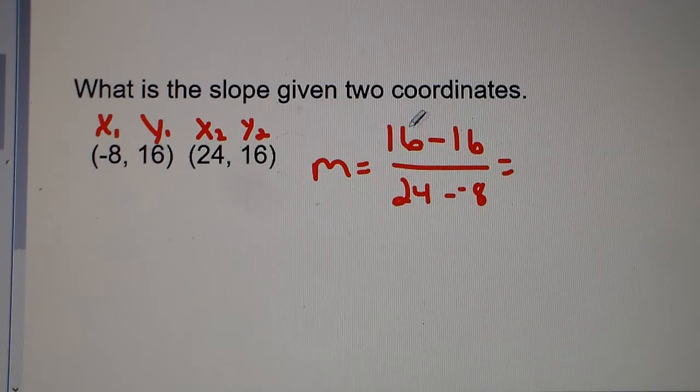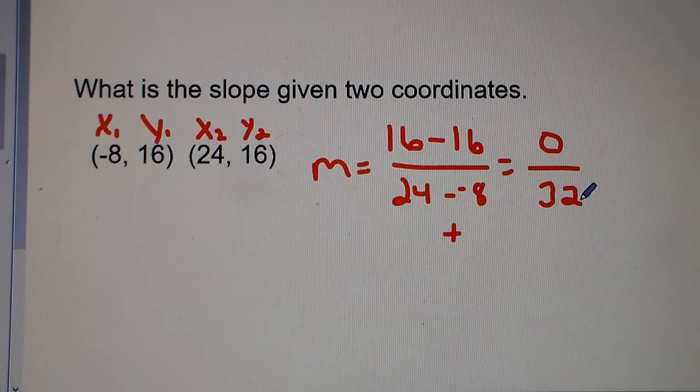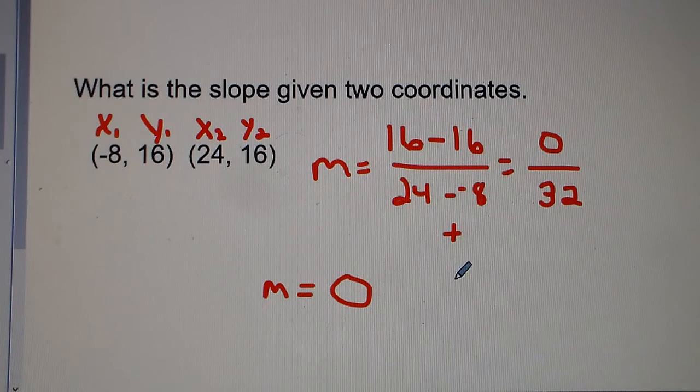This one's a little bit trickier. 16 minus 16, you know, is 0. 24 minus a minus 8. Well, you remember, this is why we practice this. 2 negatives in a row make a positive. So 24 plus 8 gets us 32. 0 divided by 32 is just 0. So our slope is 0.